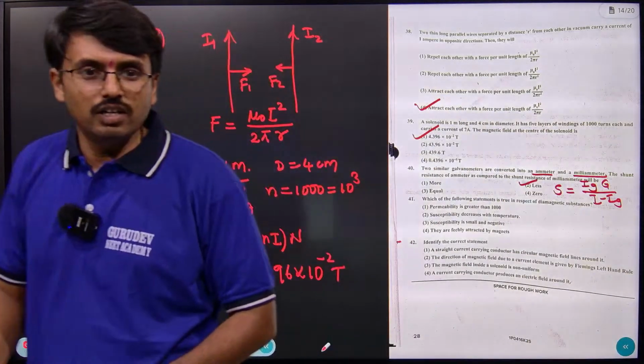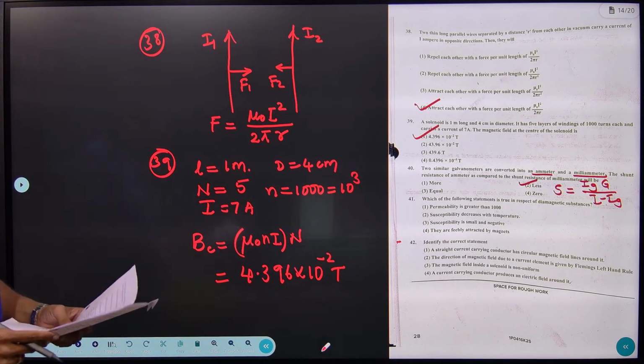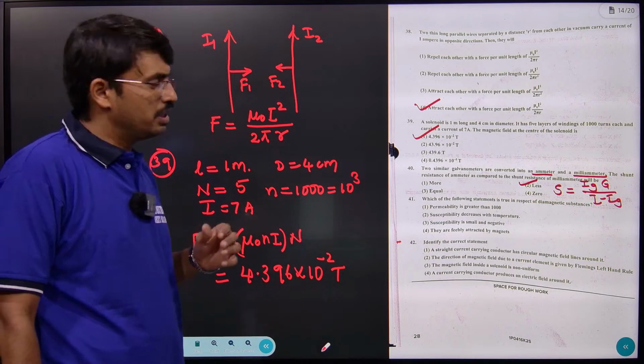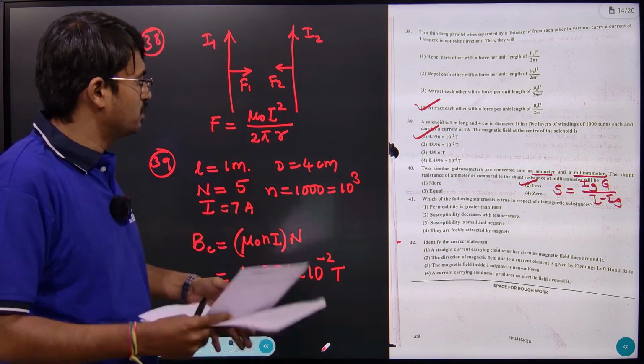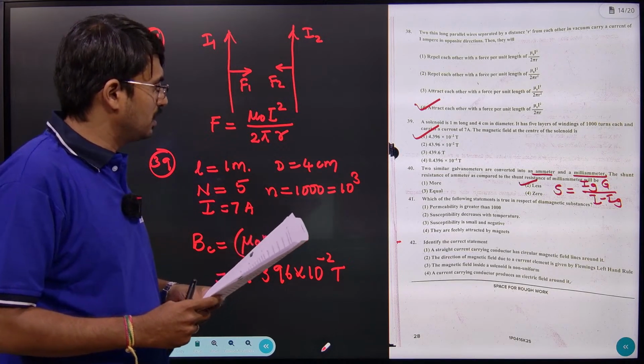Okay, so now we'll continue the discussion. We'll start from question number 41. So here it is a concept based question, a very straightforward question. Which of the following statements is true in respect of diamagnetic substances? Just look at the 4 statements here.